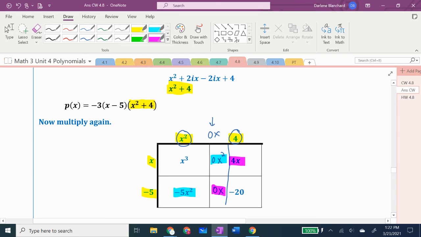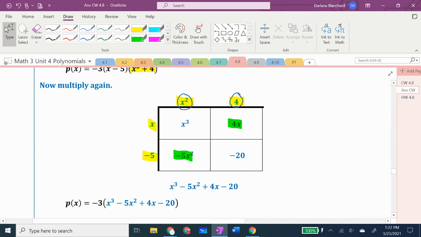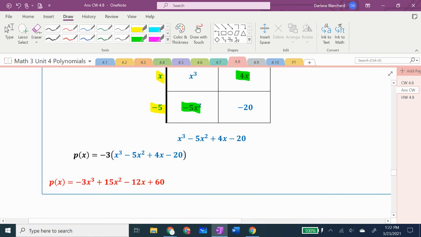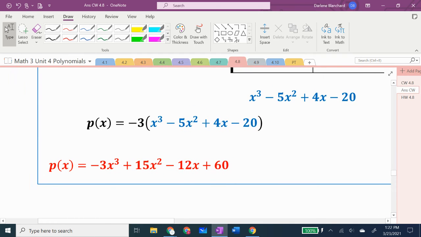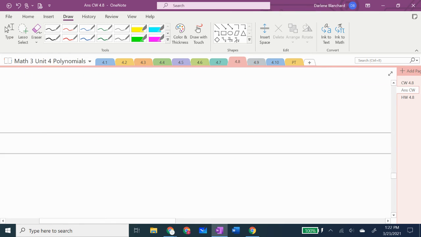Without adding that in, just be careful. If you don't have this placeholder put in, you need to be careful and realize that now your diagonal numbers are not like terms. This actually creates 4 completely different terms. And then the last thing is to distribute the multiplication of that negative 3. And we get this polynomial. And I believe there is one more example.